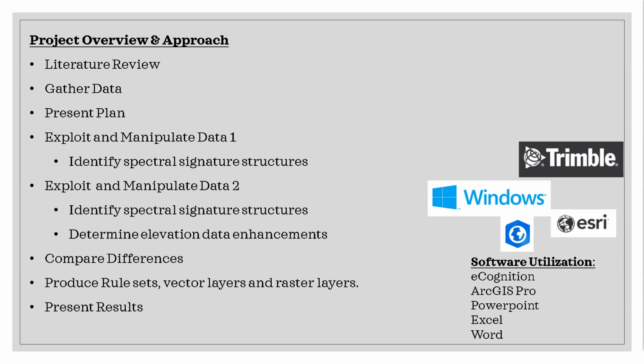I'm going to compare the differences between the 2, maybe to determine which one is better, which one is worse. I'm assuming at the get-go that the 72-band imagery will provide me with additional information that's going to be worth its weight in gold, if you will. But I'm not counting on it 100%. In the end, I'm going to produce some rule sets, some vector layers, and some raster layers, as well as some spectral signature libraries of both scenes, and then present the results.